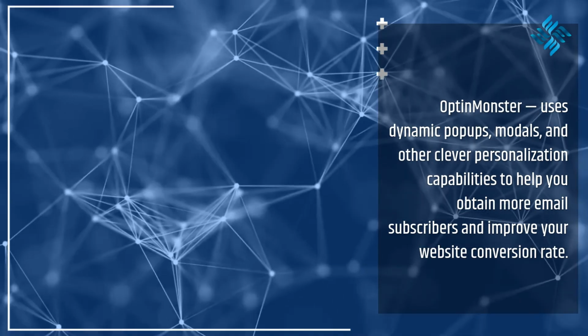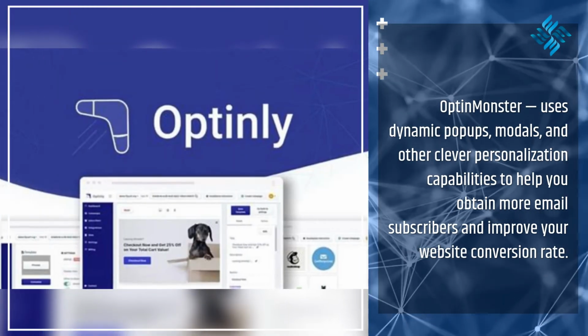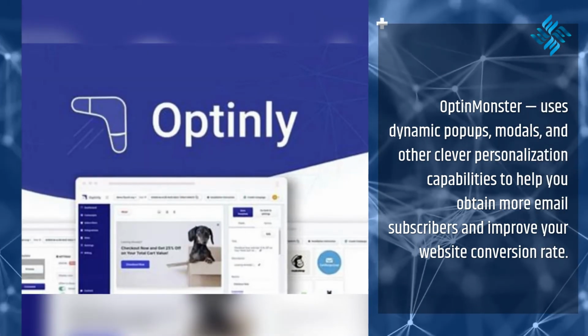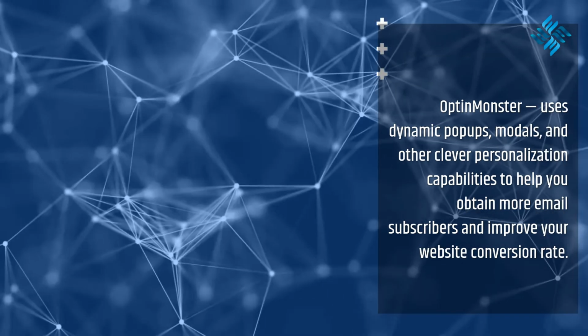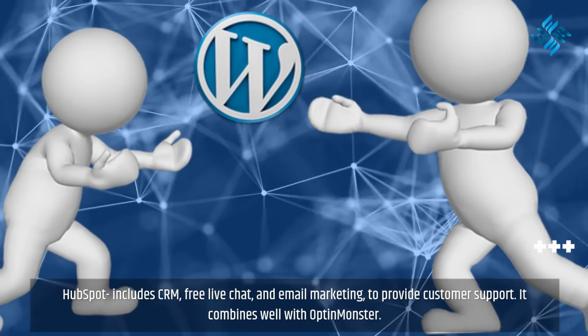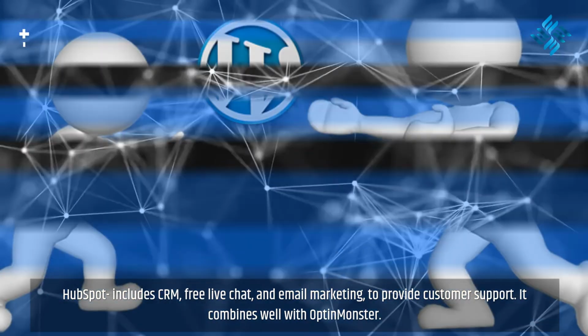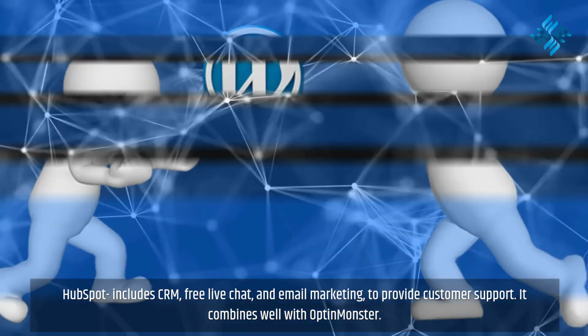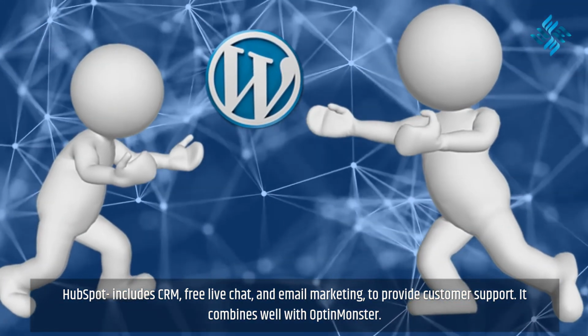OptinMonster uses dynamic pop-ups, modals, and other clever personalization capabilities to help you obtain more email subscribers and improve your website conversion rate. HubSpot includes CRM, free live chat, and email marketing to provide customer support. It combines well with OptinMonster.